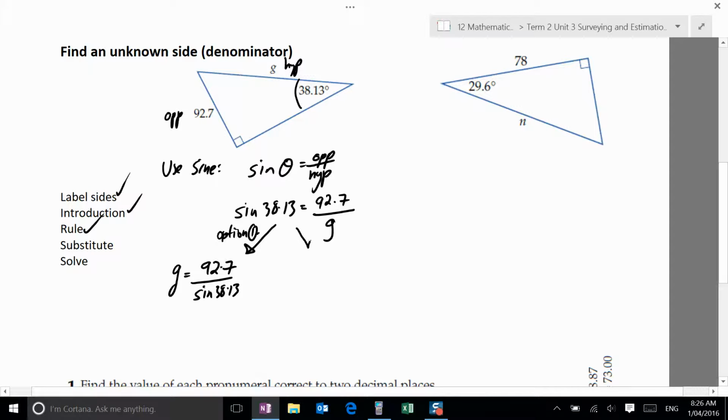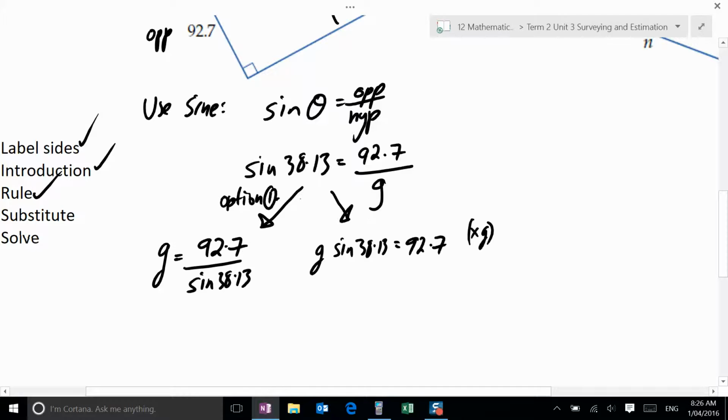Or if you want to actually understand what's going on, we can multiply by g first. So multiply both sides by g. g sine 38.13 is 92.7. I just brought that g up like I bring up every other value. And then I can divide by sine of 38.13. I get to the same point after all, but I think it's better to actually just multiply and divide rather than option 1, which is like just using voodoo magic.